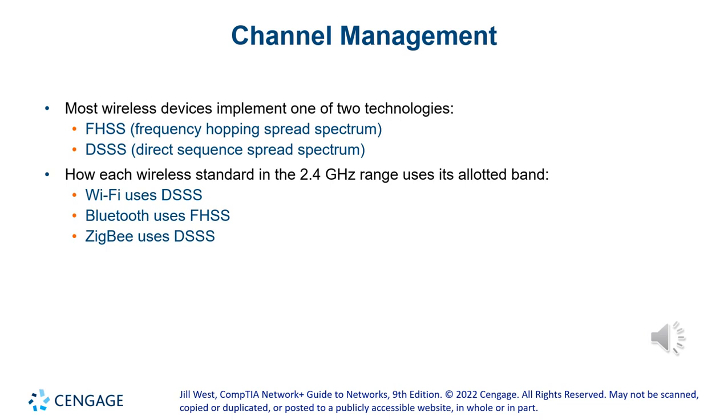And then direct sequence spread spectrum is the one that takes a whole set of frequencies and mixes them together and then sends on all of those. The frequencies are broken up depending on the usage. So that's what you have for Wi-Fi, which uses direct sequence. Bluetooth uses frequency hopping, and Zigbee also uses direct sequence. So it depends on which technology you're using. It will use different methods to do the channel management.